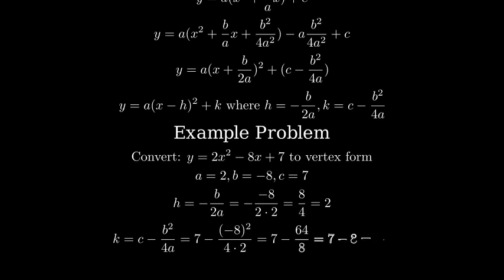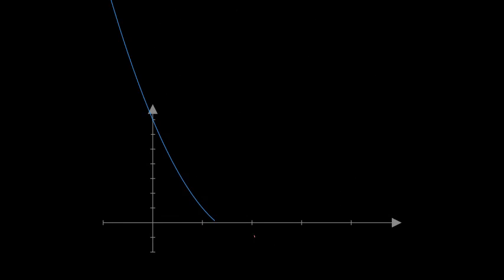Next, we find k, which equals c minus b squared over 4a. Substituting our values, we get 7 minus 64 over 8, which equals negative 1. Therefore, our equation in vertex form is y equals 2 times (x minus 2) squared minus 1.